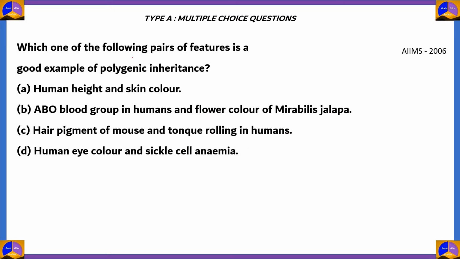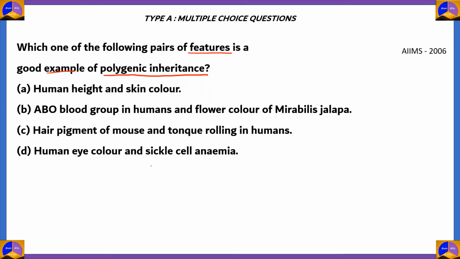Next question. Which of the following pairs of features is a good example of polygenic inheritance? A, human height and skin color. B, ABO blood group in humans and flower color of Mirabilis jalapa. C, hair pigment of mouse and tongue rolling in humans. D, human eye color and sickle cell anemia.